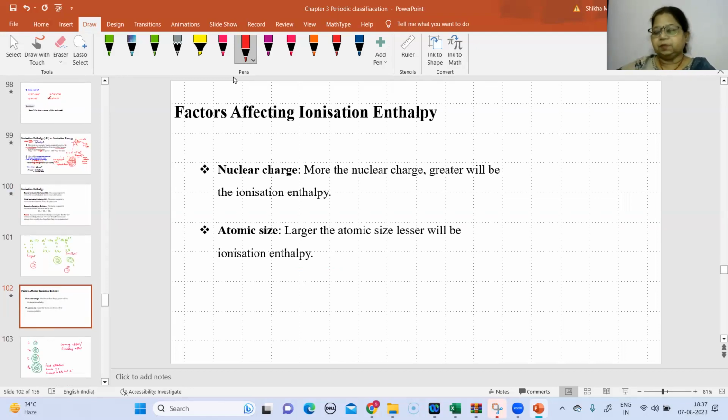Can anybody tell me whether you are clear about the term nuclear charge? It should be easier: nuclear charge is taken as the charge at the nucleus, right? And there is one thing called the screening effect. How many of you know about it? Screening effect, or we call it the shielding effect.